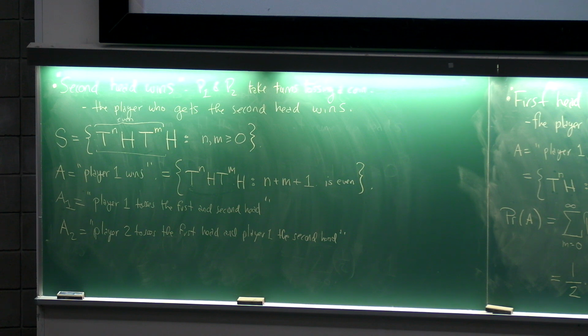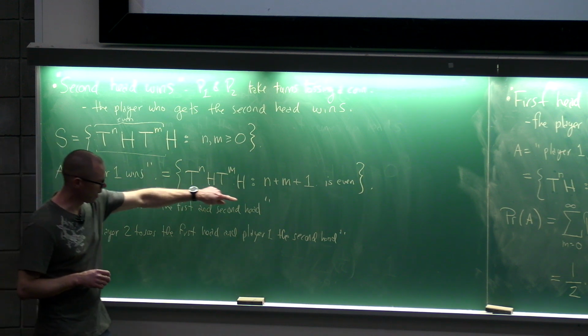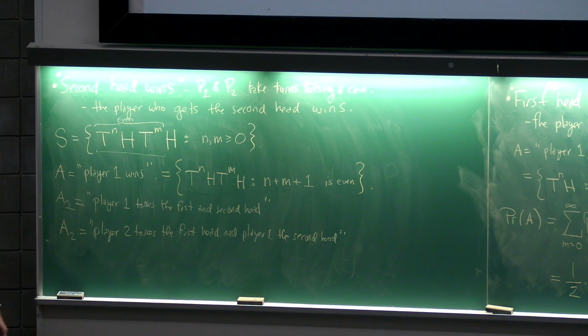So that's all the ways player 1 can win. I mean, player 1 only wins if they toss the second head, and somebody tosses the first head, it's either player 1 or player 2. So this is exactly all of the ways that player 1 wins.